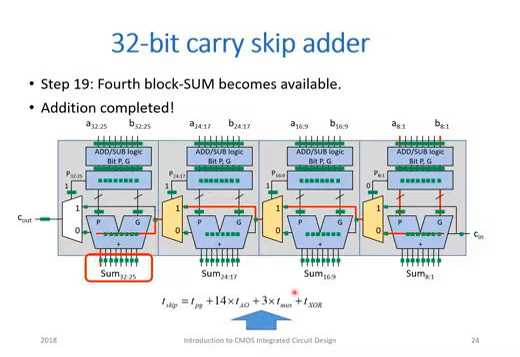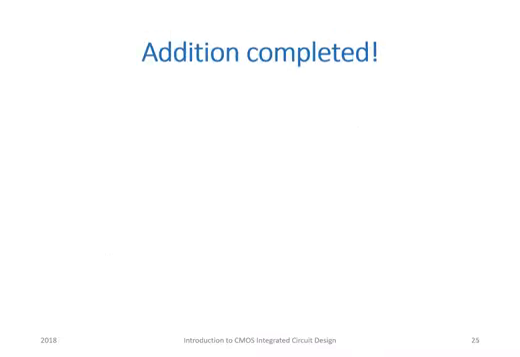And we have the delay through the 3 multiplexers, 1, 2, and 3, and finally the XOR gate delay here forming the final sum. So addition completed and video completed.